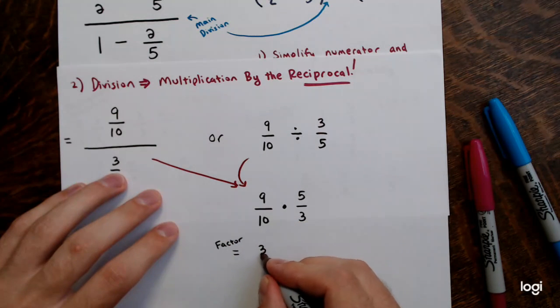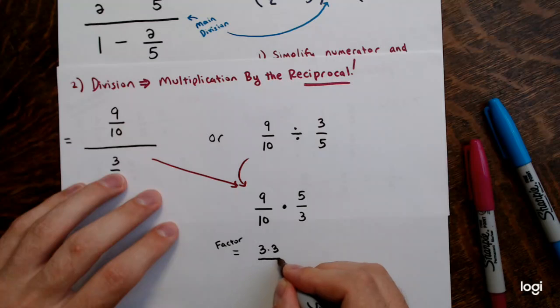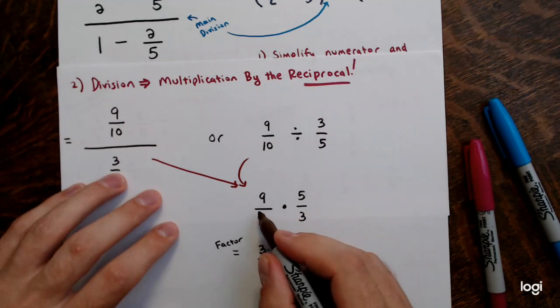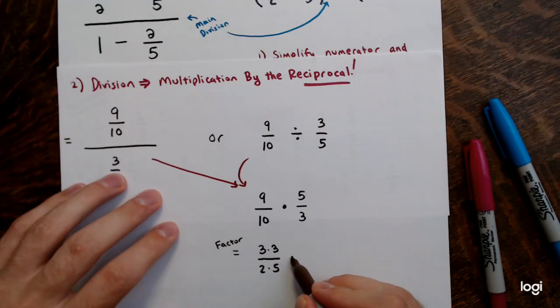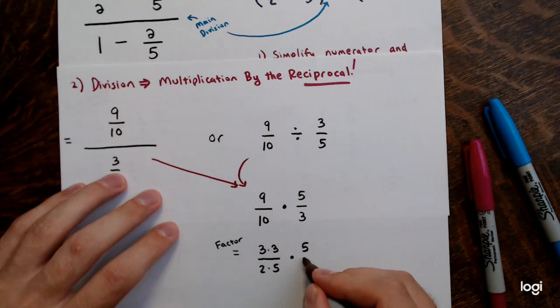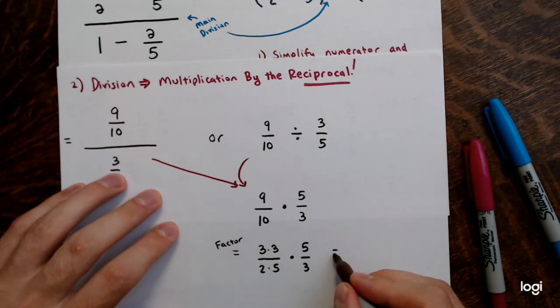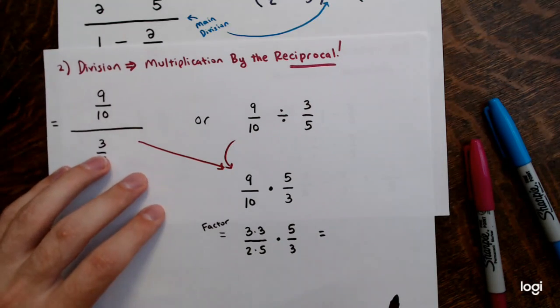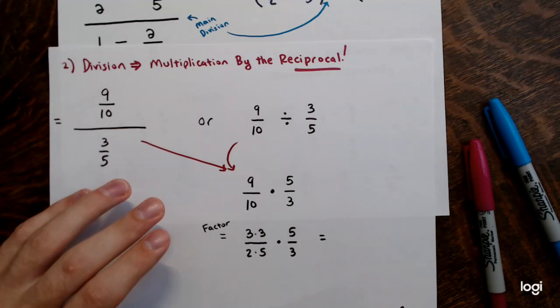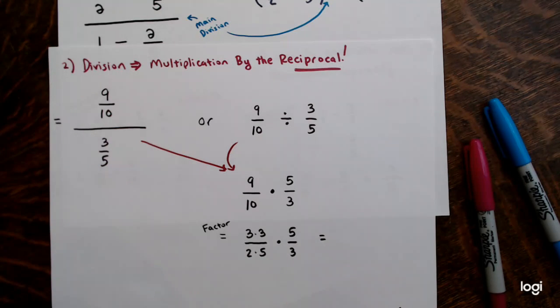9 is 3 times 3. 10 is 2 times 5, right? So that's 3 times 3 over 2 times 5. Then we have multiplied by, and 5 and 3 are prime. And then the multiplication part. Now remember, when you multiply fractions, you don't need the same denominator. It's only when adding and subtracting that you need the same denominator. When you're multiplying fractions, you just simply multiply the numerators.